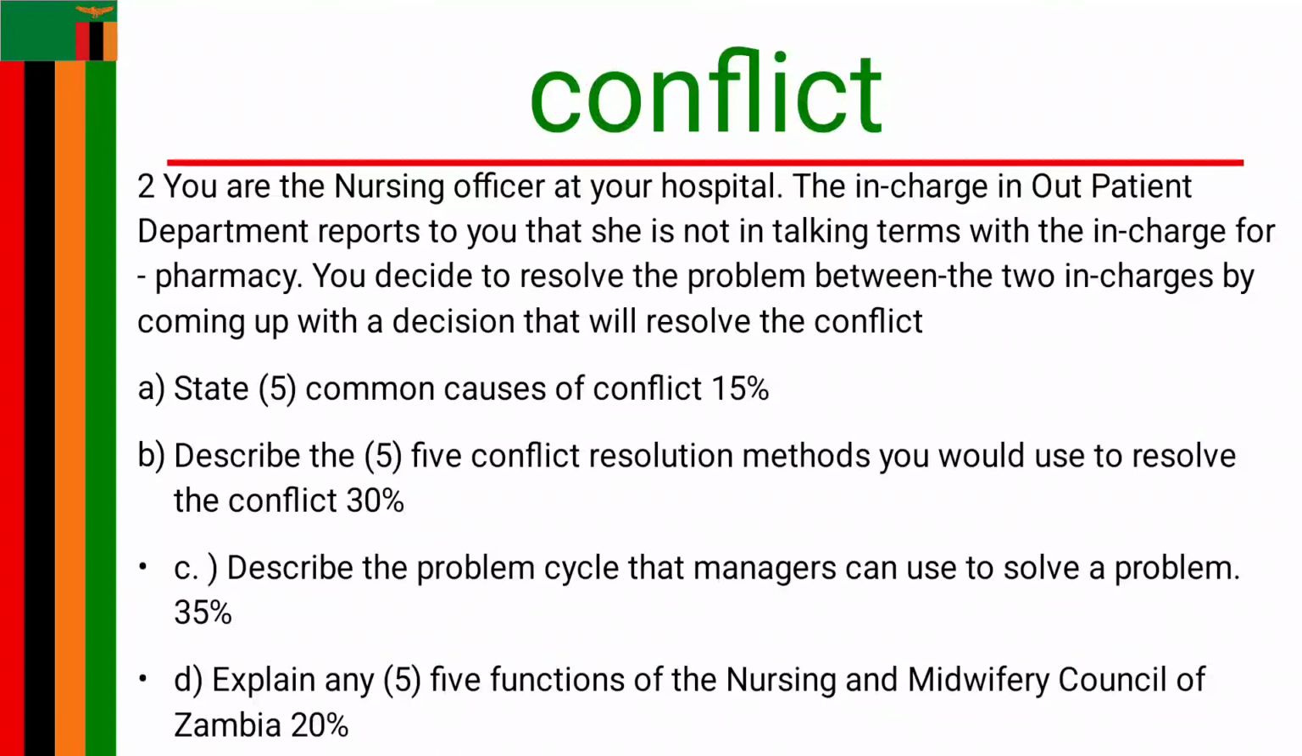The fourth one is compromise. So in terms of compromise, this is where both parties may need to give up something to reach a resolution. And this could involve finding a middle ground in terms of procedures or responsibilities between the two departments.